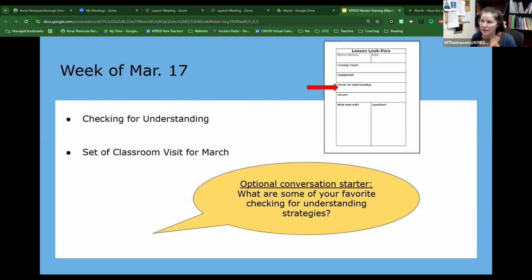So that's why it's on the lesson look fors. It's one of the 4 big ticket items on the lesson look fors: learning target, engagement, checking for understanding, and closure, because it has an impact on student learning when you're checking for that understanding.